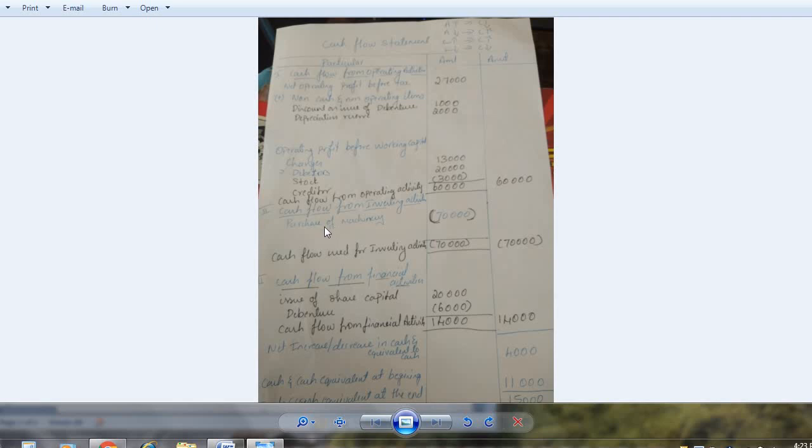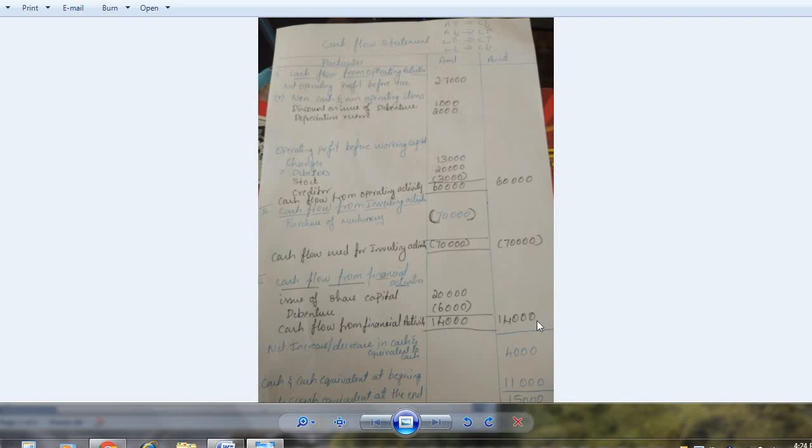Next, for cash flow from investing activity, you have a negative answer. So I have used here cash flow used for investing activity. If it is positive, you say cash flow from. If it is negative, you say cash flow used for investing activity, 70,000, a negative answer. Next, you see cash flow from financing activity. Issue of share capital positive, debenture negative. So here you are getting 14,000, which is positive. Cash flow from financing activity 14,000 positive.